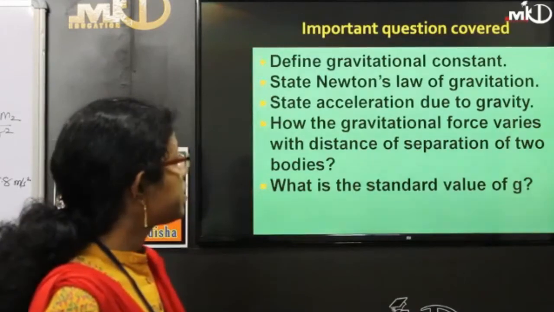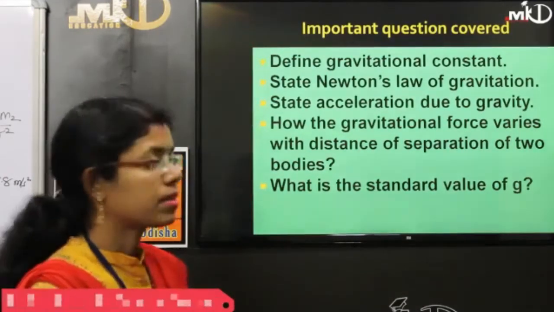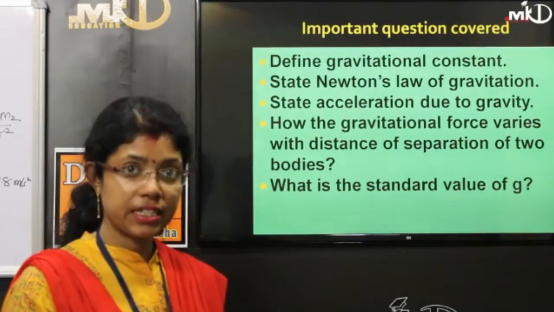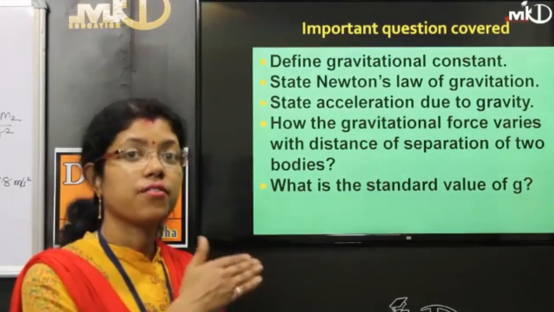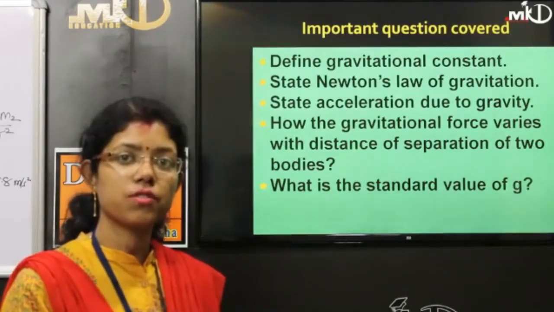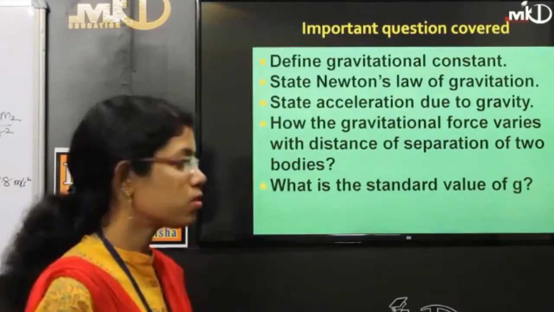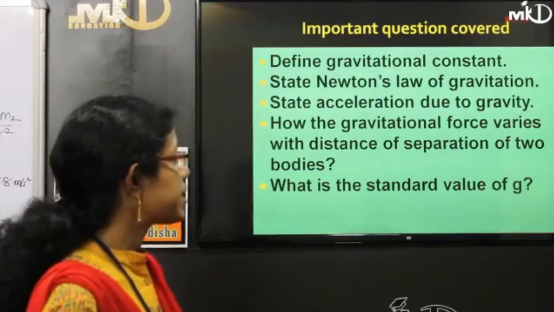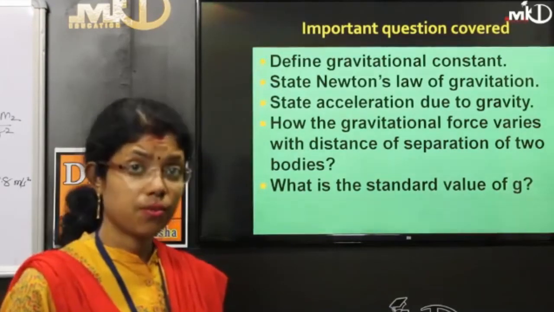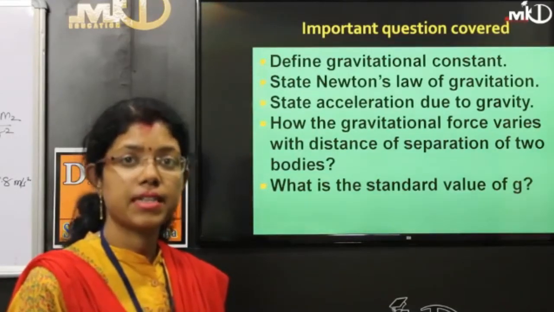Next is, how does the gravitational force vary with the distance of separation of two bodies? That means the distance. If the distance is increasing, force will decrease. If the distance is decreasing, force will increase. That means it is inversely proportional to the square of the distance. What is the standard value of g? Here we have to write the value of g that we experience on Earth, that is 9.8 meter per second square.